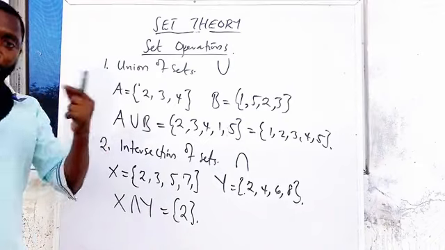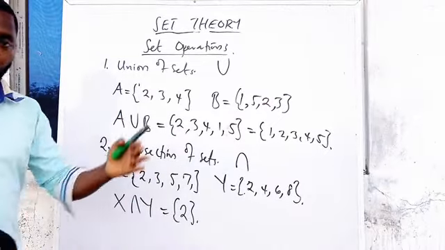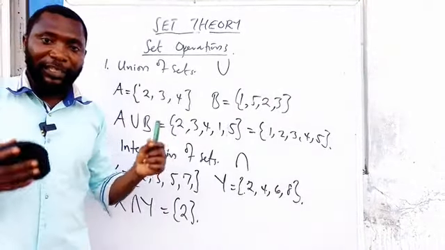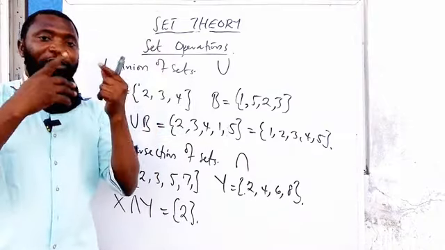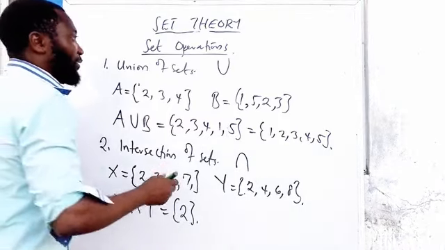So it depends on how the question is given. So universal set varies based on the question. But it is the set that contain all other sets under consideration. So that is what we call universal set.